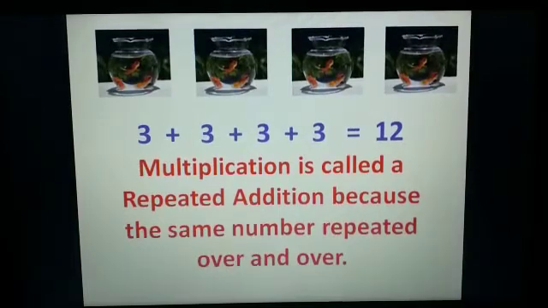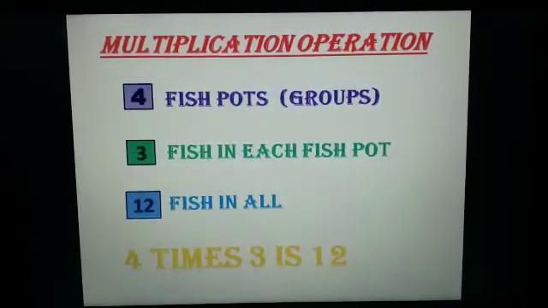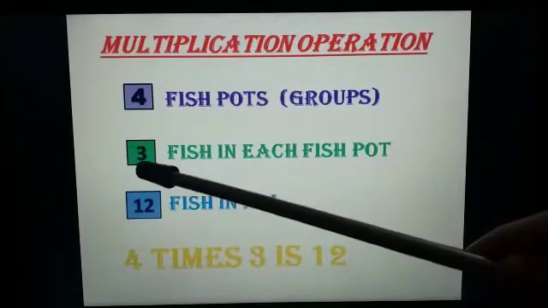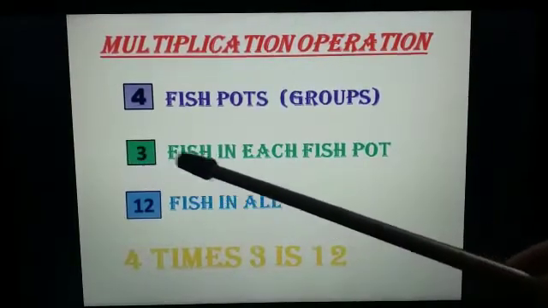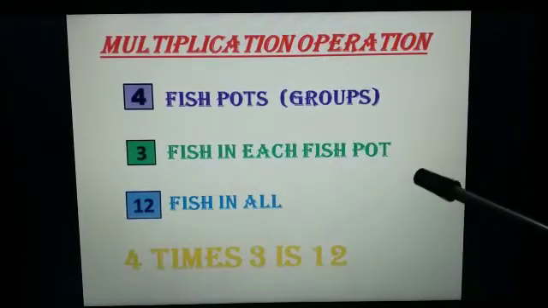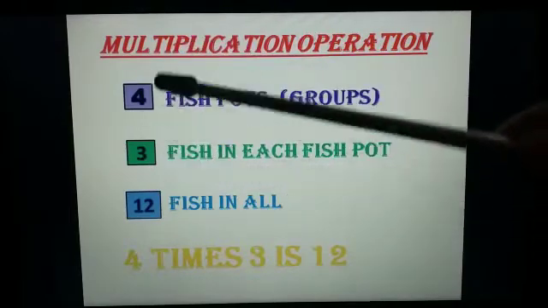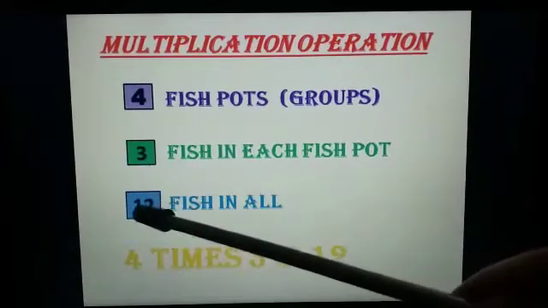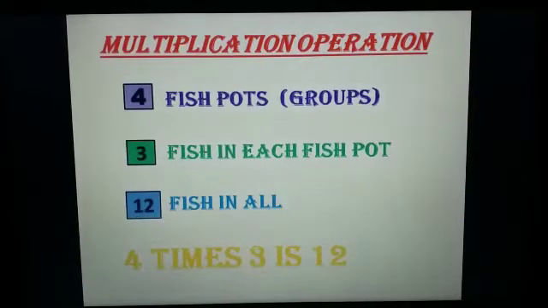Now we can do this multiplication operation in an easy way. Let's see how. There are 4 fish pots. Now there are 3 fish in each fish pot. And 4 times 3 is equal to 12. 4 3s are 12. That means there are 12 fish in all.